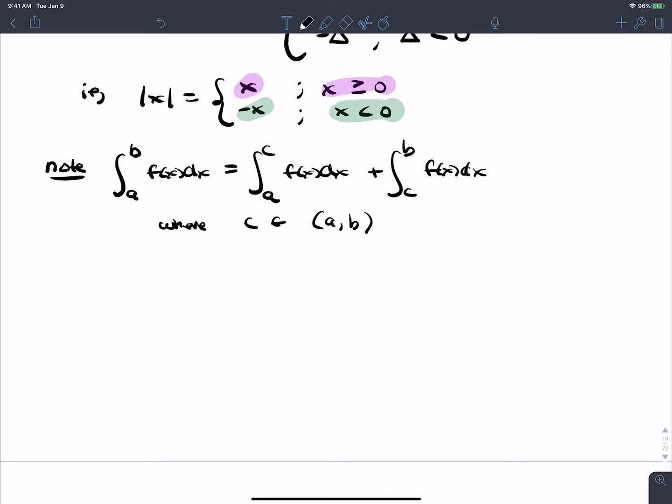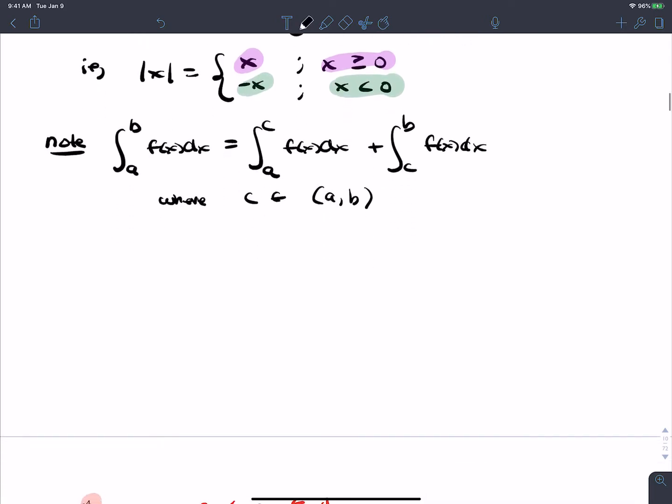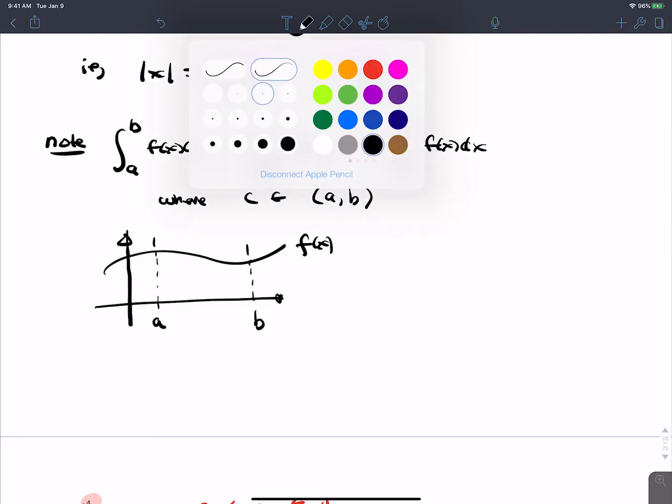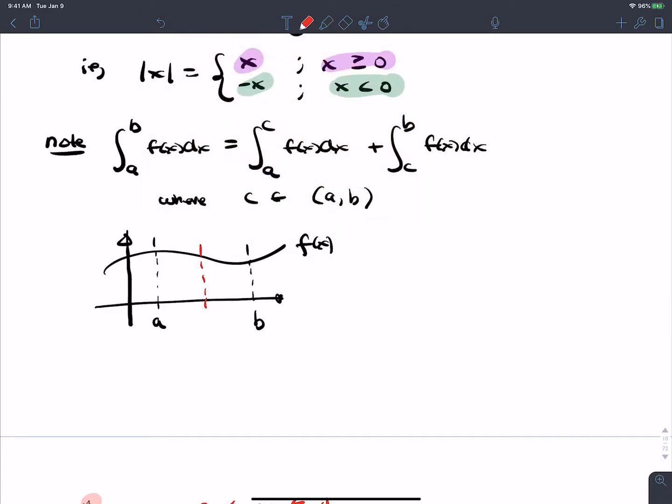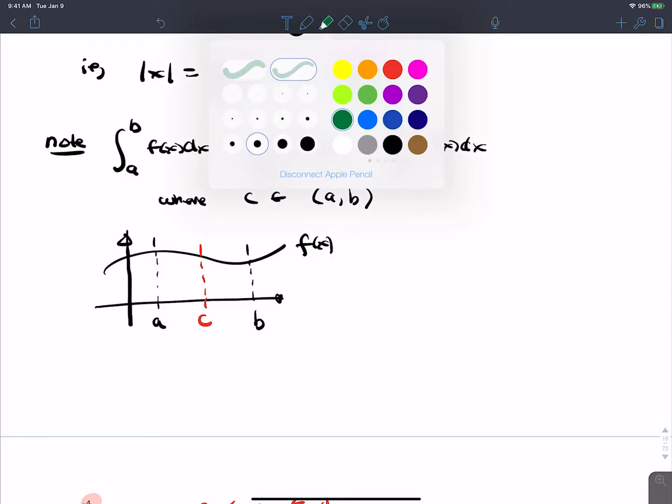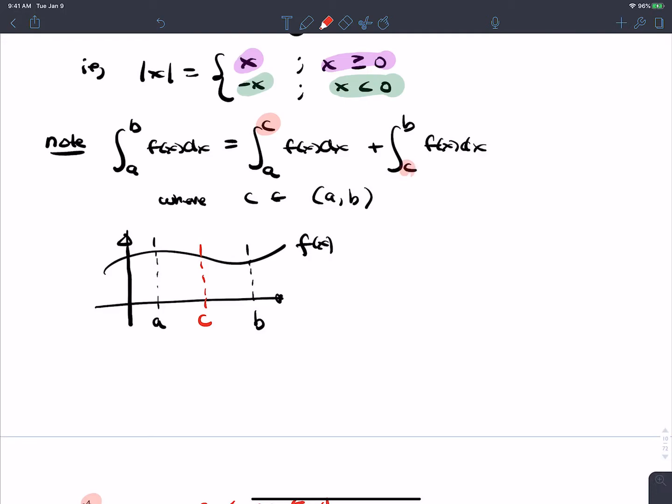Let me draw a picture. Should I draw another picture for this? Yeah. Here's the function. Here's A. Here's B. Now we need a C somewhere. Oh, let's put it in red. Here's that C. This is the C they're talking about. Is C in the interval between A and B? Not at the endpoints, in the interval. You guys okay with that?